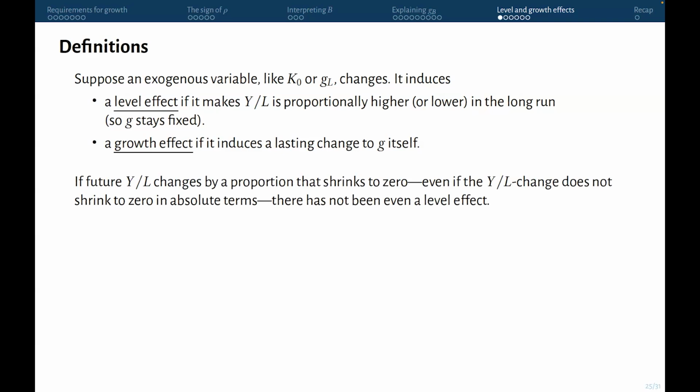And just to make sure we know what we mean here, if future output per person changes by a proportion that itself shrinks to zero, even if the change in output per person does not shrink to zero in absolute terms. So if everyone gets one more apple every year from now to the end of time, but what they would have had without the shock is growing over time, so that one extra apple is shrinking to zero in proportional terms, you say there has not even been a level effect.